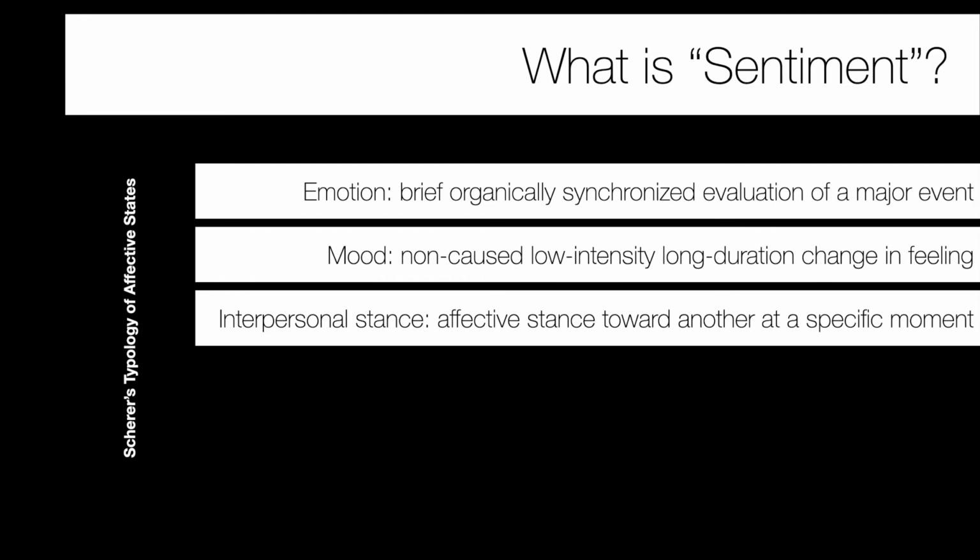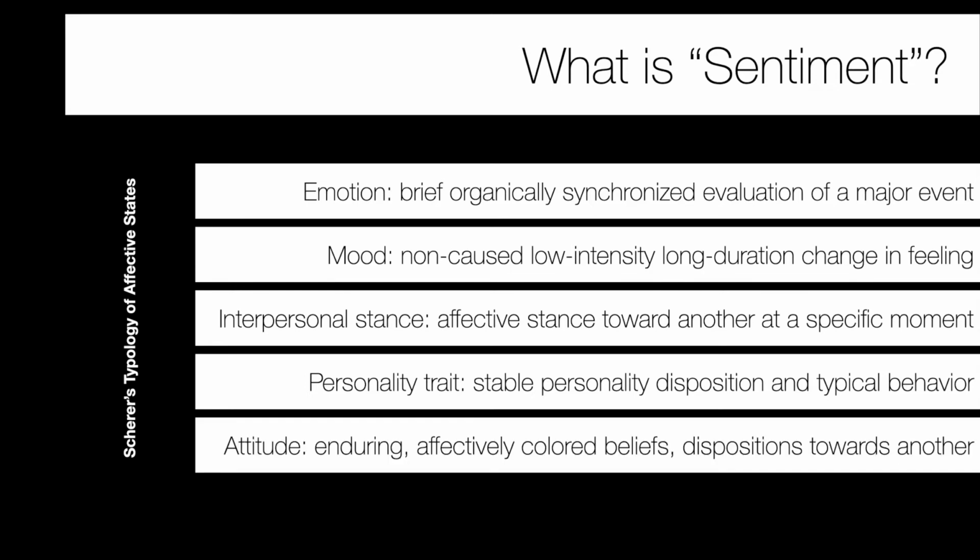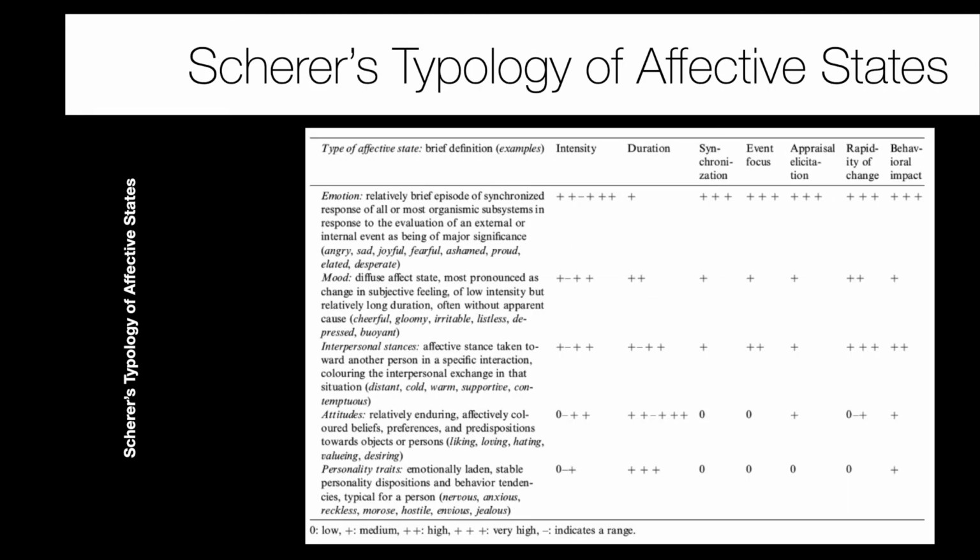There's interpersonal stance, how you feel about another person at a specific moment in time. There's personality trait, which is generally relatively stable, and is more about someone's disposition or how their behavior typically lands. And there's attitude, which is generally an enduring view of one person towards another person or another object. Scherer's typology has a nice breakdown of intensity and duration, event focus, and how often things change, where emotion can change very rapidly, but personality traits generally don't change. Attitudes are somewhere in between. Interpersonal stances can change. The impact of behavior can change. All of these different things change differently.